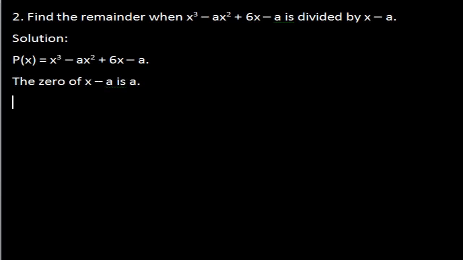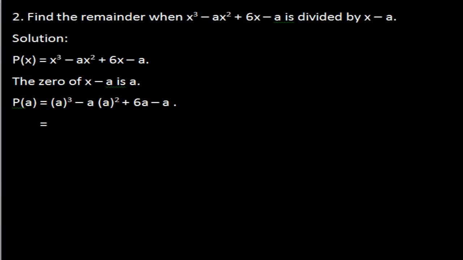Now how to find it? Now we will substitute this a in the polynomial. So it becomes p of a is equal to a cube minus a into a whole square plus 6 into a minus a. We have substituted a in the place of x.